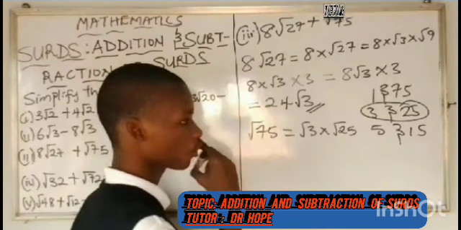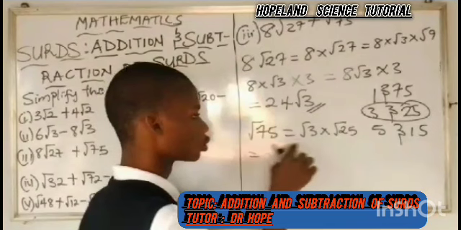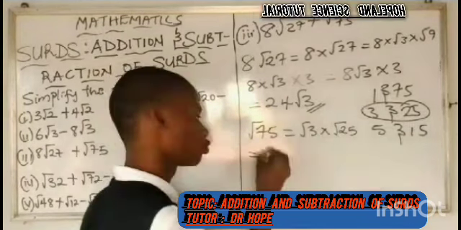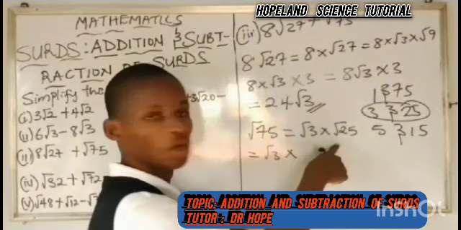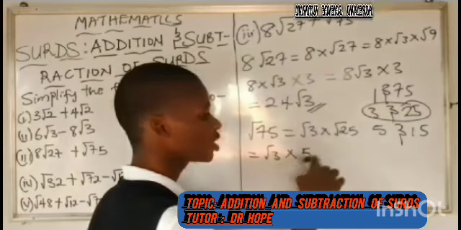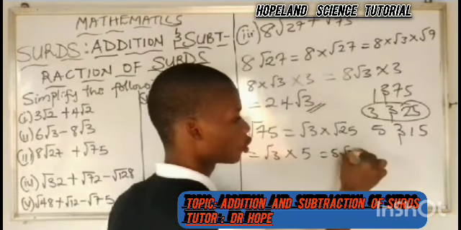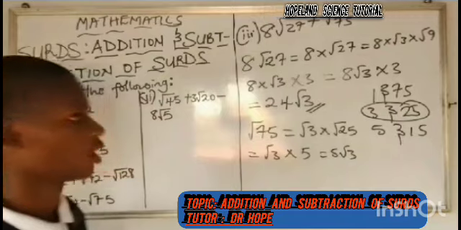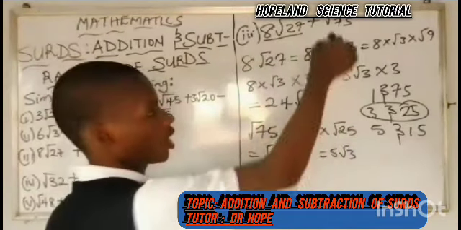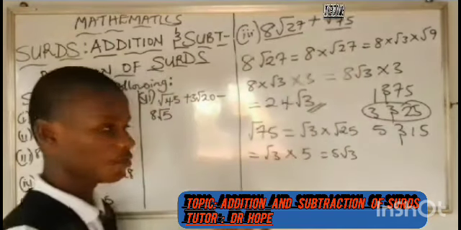If we continue from there, root 3 will give us a decimal, because 3 is an imperfect square, so we will maintain it. Root 25 will give us a whole number, so we'll have 5. Root 3 times 5 is equal to what? 5 what? Root 3. All together. So we have succeeded in making 8 root 27 a basic form and root 75 a basic form.